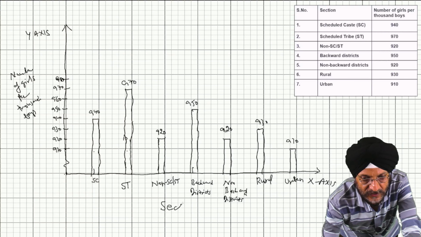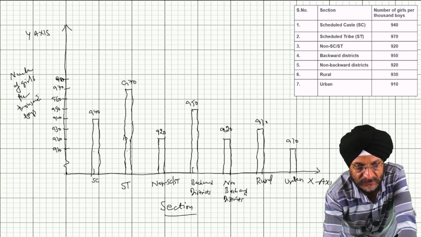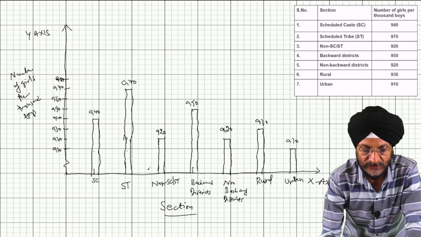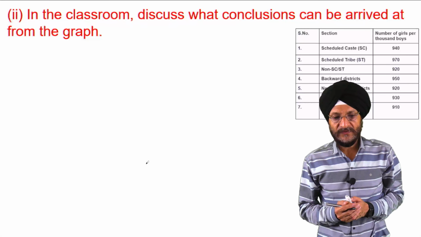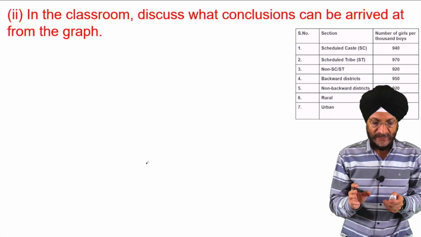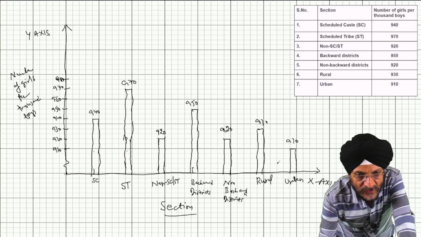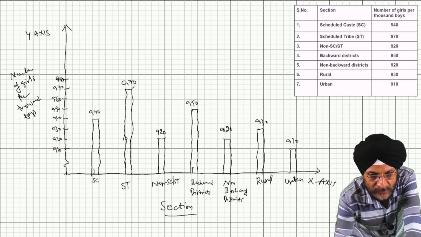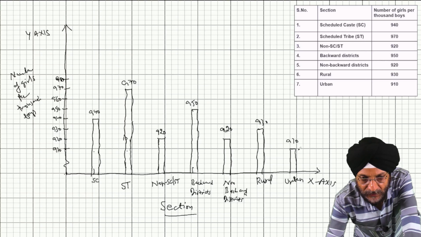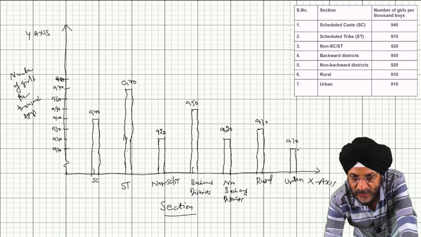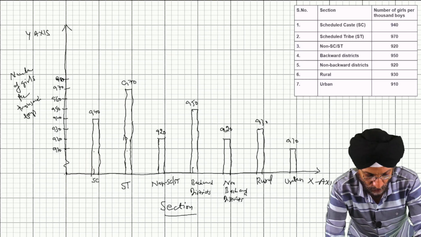This is the section which is mentioned on the x-axis. This y-axis was representing the number of girls per 1000 boys. So now what is next in the question? In the classroom, discuss what conclusions can be arrived at from the graph. What do we arrive at from the graph? From the graph, we observe that the maximum value is in case of ST and the minimum value is in the case of urban. 970 is the highest, 910 is the lowest.